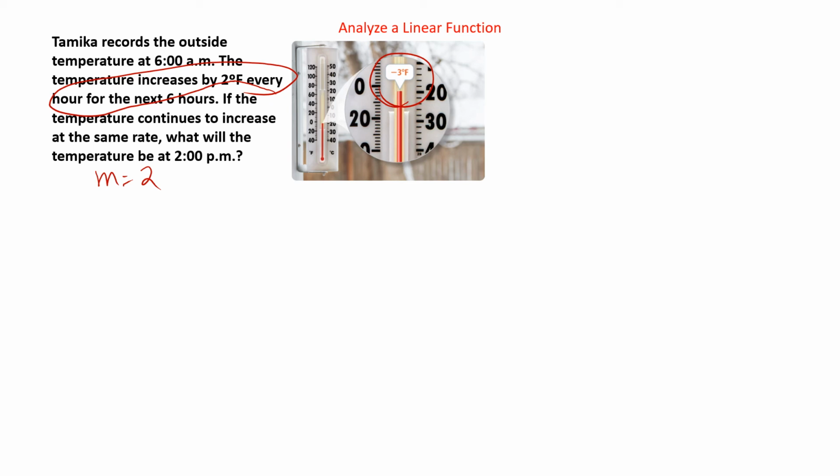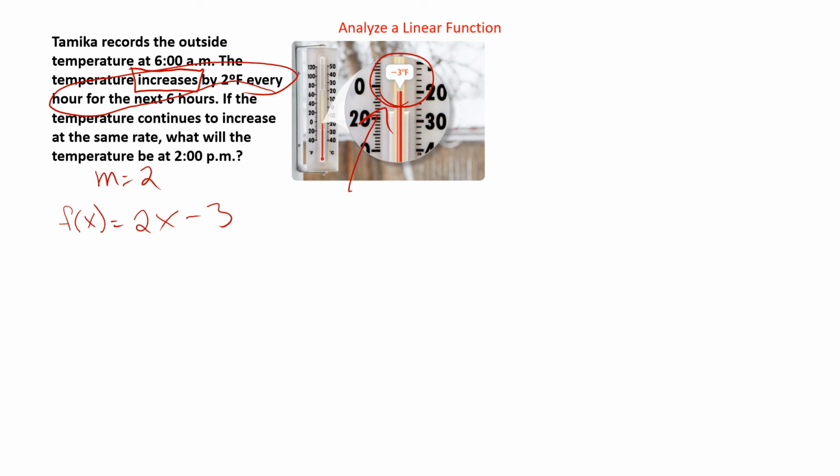And it increases. This is an important word here. It increases. If it said decreases, it would be negative 2 because it would be going down. But it's increasing, so it's positive 2. We're starting at 6 a.m., so we have our y-intercept is negative 3. We can just write the equation here. We'll go f of x. You don't need to use f of x. You could use t of t, the temperature at the time. That's an annoying one. We'll just stick with f of x. Equals our slope, 2 times x. Then our y-intercept is minus 3.